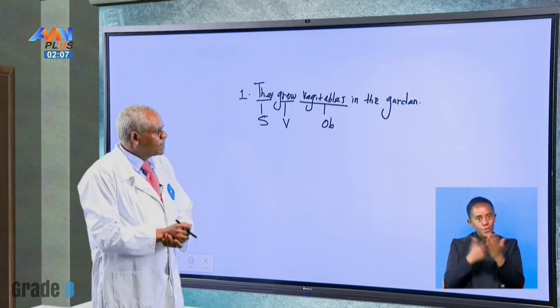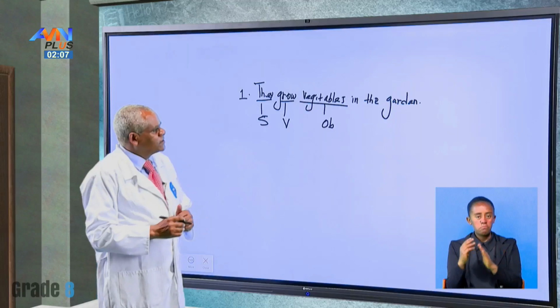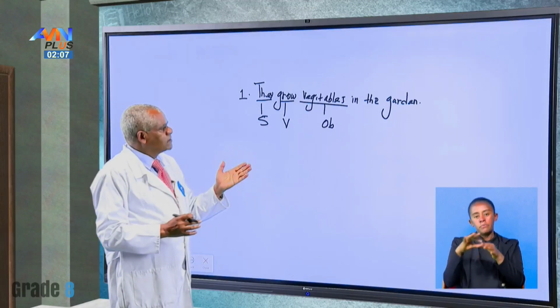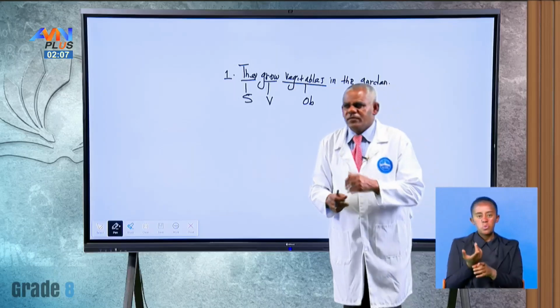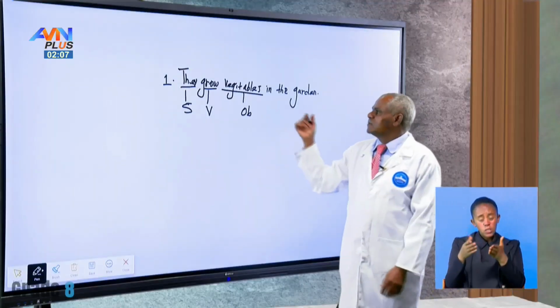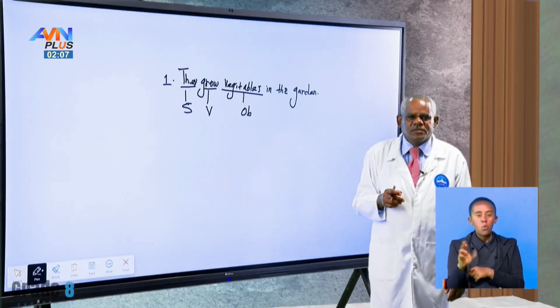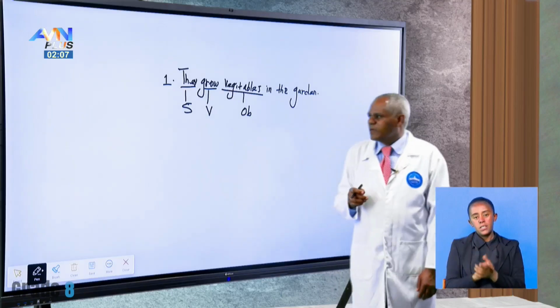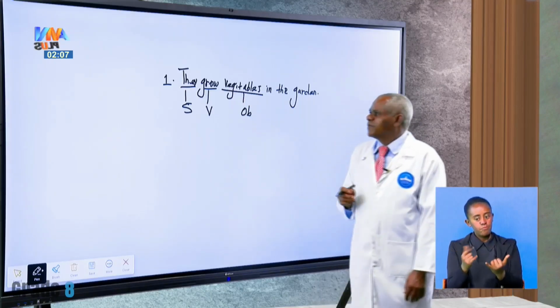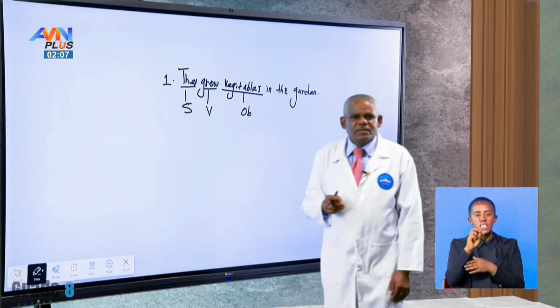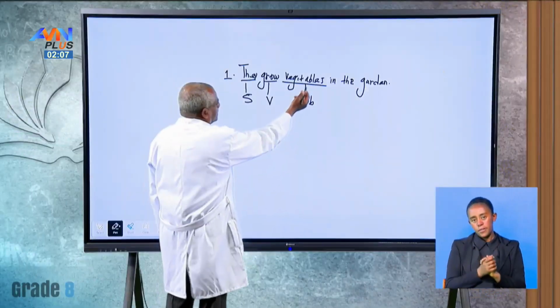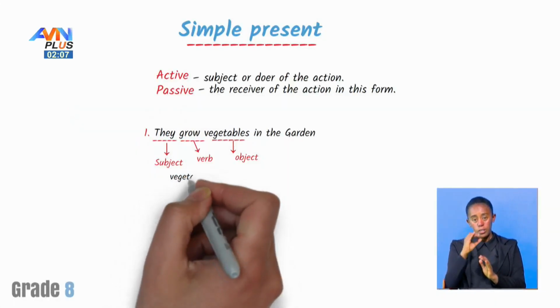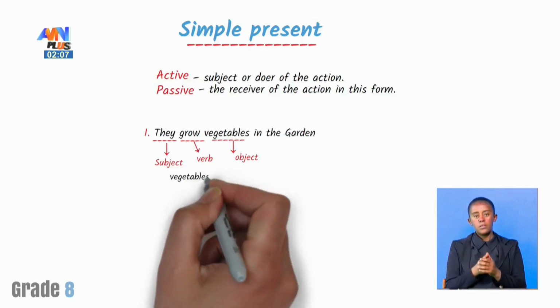So now, let's change this sentence. We don't want to talk about the doer, the actor. We give more emphasis to what? To the vegetables. Our concern is the vegetables. So when it comes to the passive construction, it can be written in such a way. Which one is the object? The object comes first now. This is a passive form.